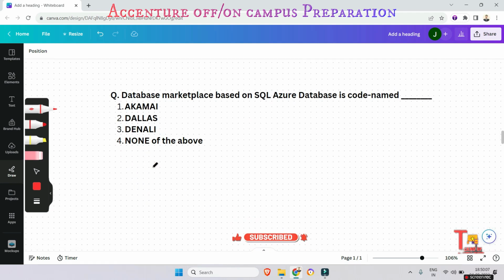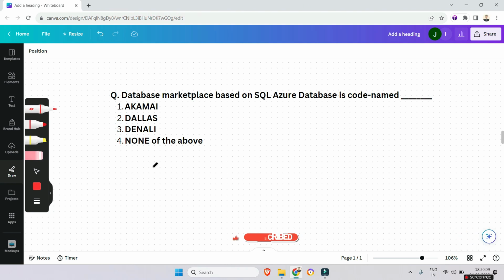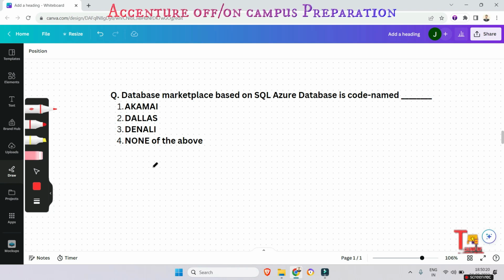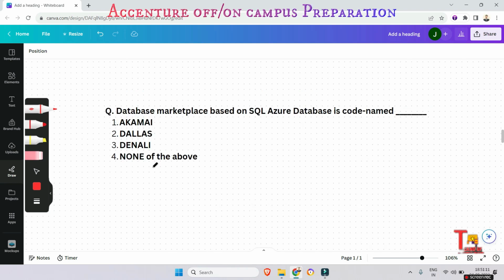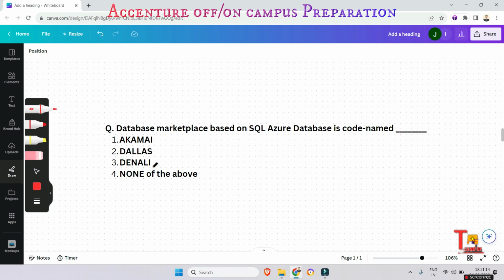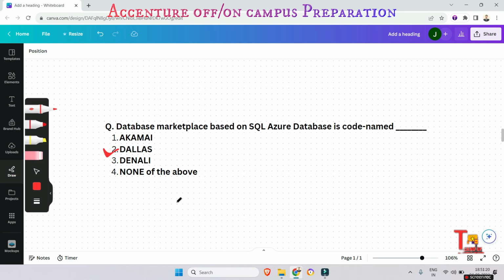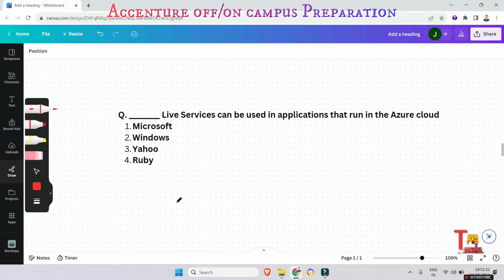Next question is, the database marketplace based on SQL Azure database is code named Akamai, Dallas, Denali, or none of the above. Think it if possible. Okay, I am answering the question. So the answer is Dallas. Okay, let's go to the next question.